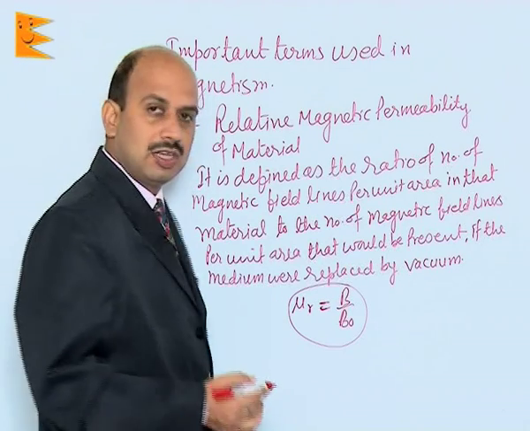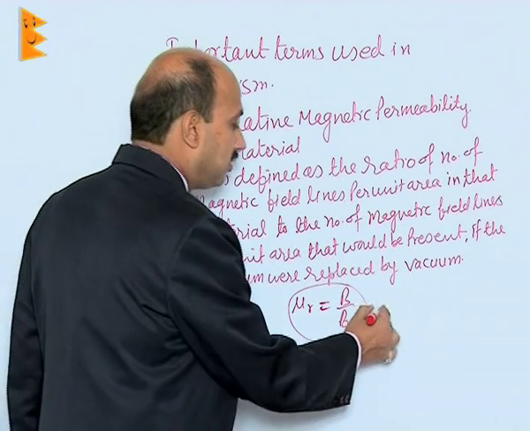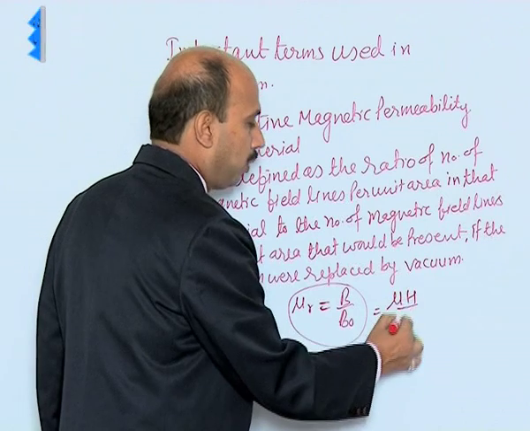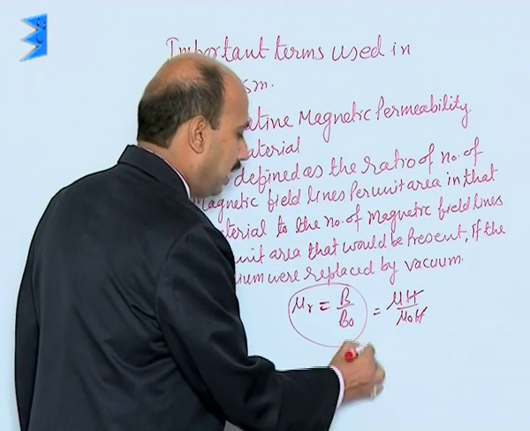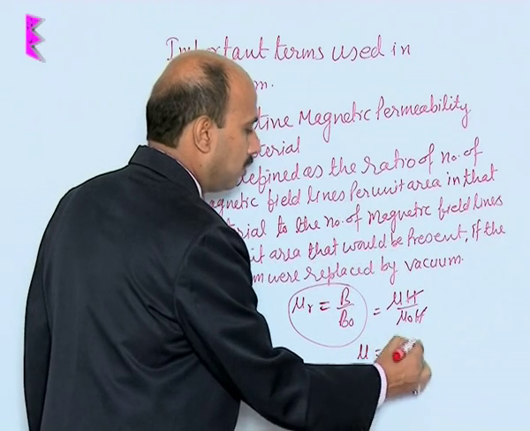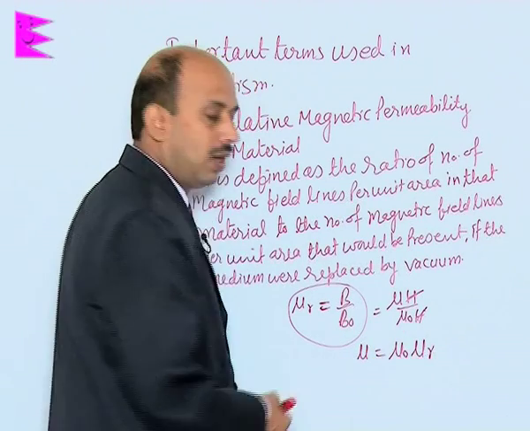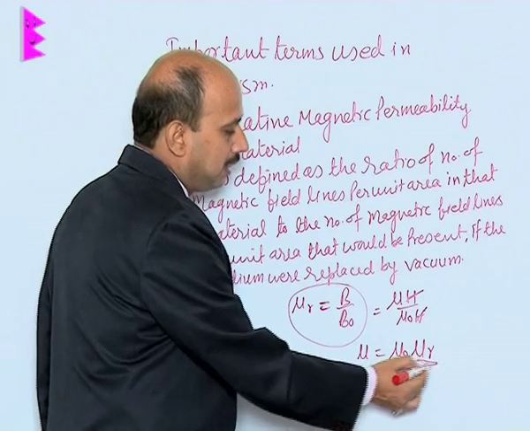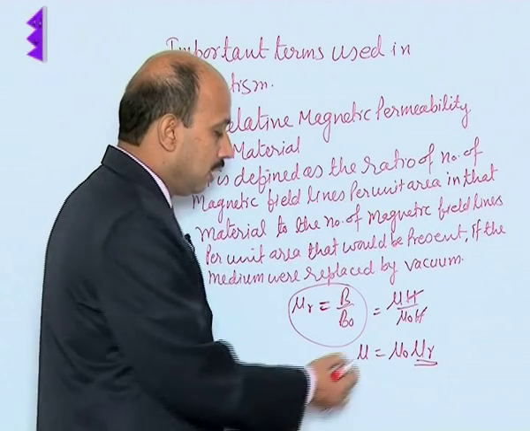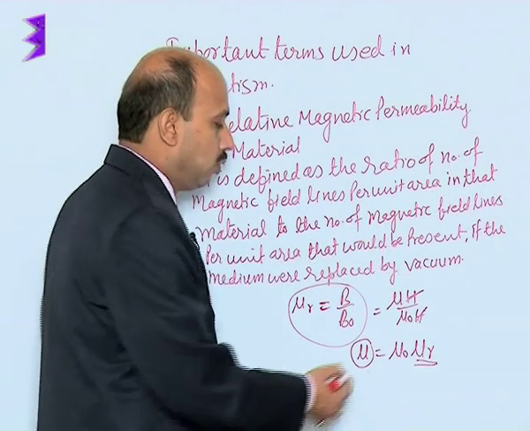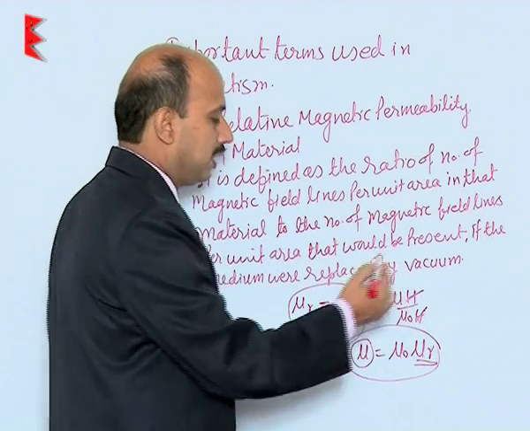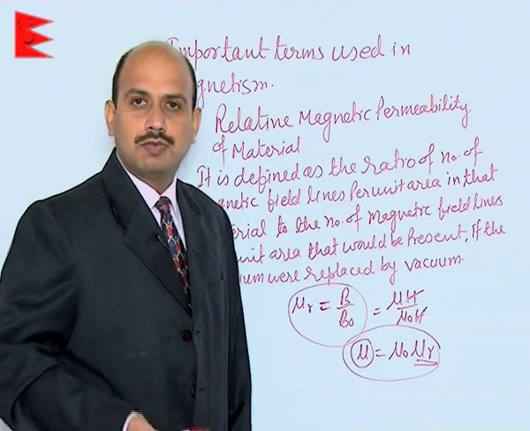So, μr has no unit. This can also be written as μH upon μ0H, where H can be cancelled. So, we can write μ = μ0μr. Here μr is the relative magnetic permeability of the medium, whereas μ is the permeability of the medium. By using this relation also we can get the magnetic permeability of the medium.